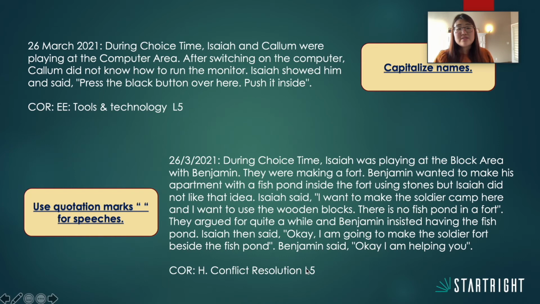It tells us about what happened in between them and how they resolved the conflict. Do you get it?